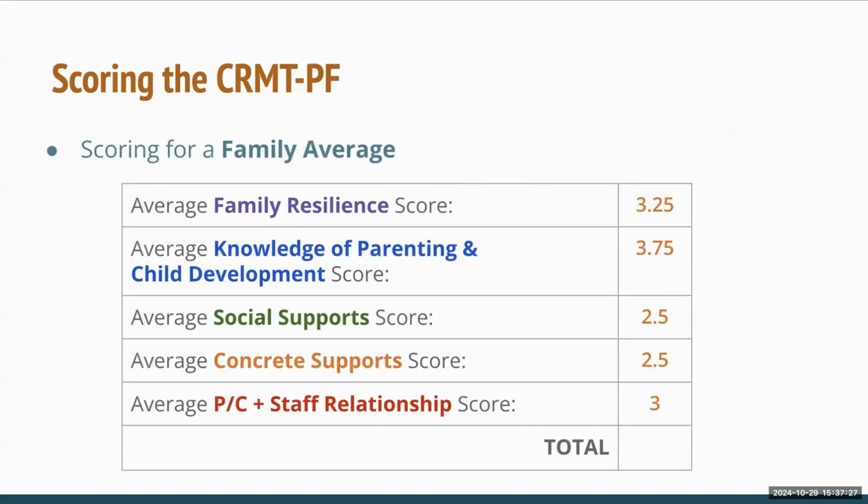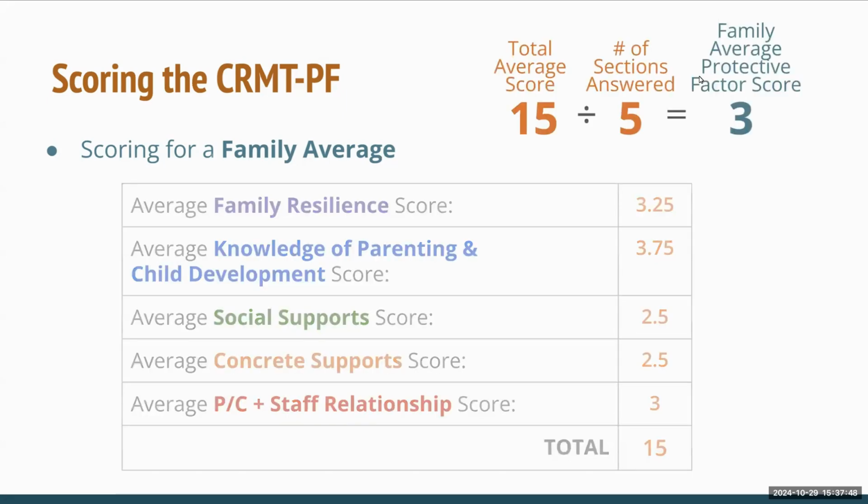Once you have completed all of the sections your program is using, you can look for the family's overall average. In this example, the family completed all 5 sections, including the parent, caregiver, and staff relationship section. The family's total score is a 15. To calculate the overall average, similar to what you did in the individual sections, you take the total score, and this time you divide it by the number of sections answered. For this example, the total score of 15 is divided by 5 for all 5 sections for a family protective factor score of 3.